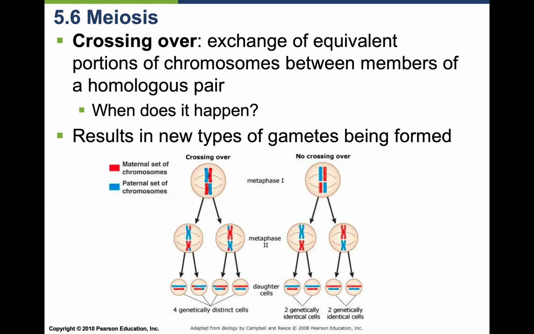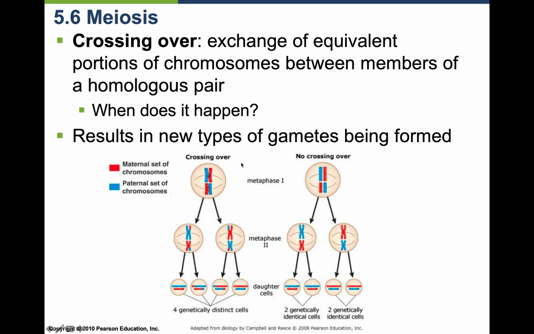So let's talk about crossing over. So we've mentioned it a little bit. I've given you kind of a cursory description of it. So crossing over is really the exchange of equivalent portions of chromosomes between members of homologous pairs. So when does it happen? You should just know this by now. I'll let you answer that if you don't. So it results in new types of gametes being formed.